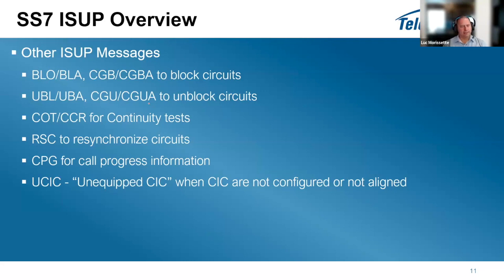Other messages you can see which could help you troubleshoot networks is UCIC. So you have unequipped CIC. So that means one of the ISUP sides says, I want to use a specific CIC, for example, CIC 100. And the other side says, well, I don't know what this CIC value is. So either the CICs are not configured on the other side or they're not aligned. So sometimes there's a shift in the CIC values, and it is important because otherwise it's not the correct time slot that will be used in the conversations.